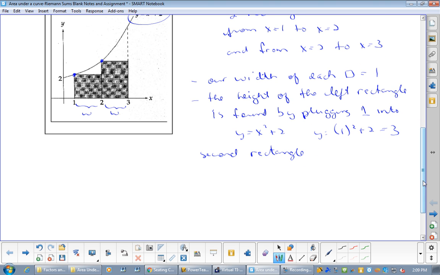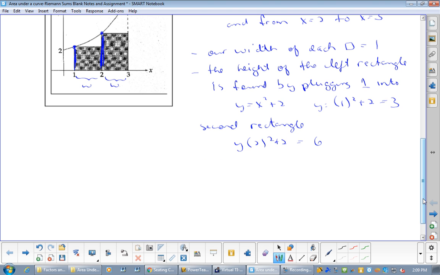Now we're doing just the left side. I'm showing you the left side way. So we'll plug in 2. So y equals 2 squared plus 2, which equals 6. Therefore the total area is 1 times 3 for the first rectangle plus 1 times 6, which is 3 plus 6 is 9 units.